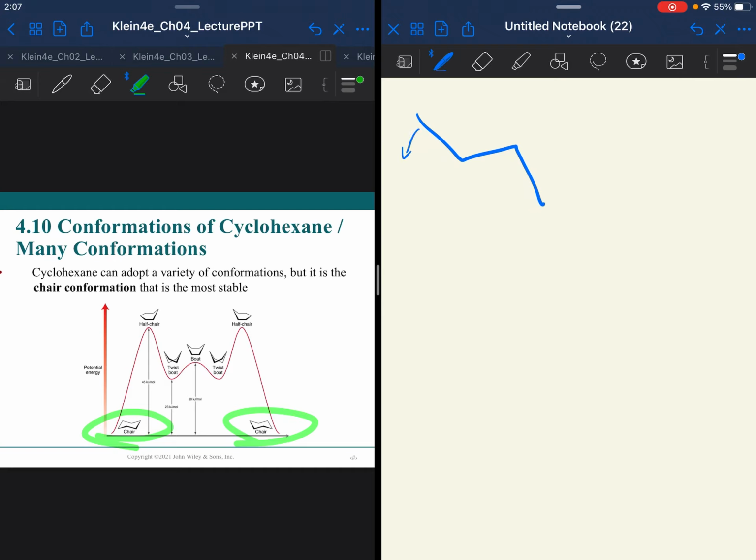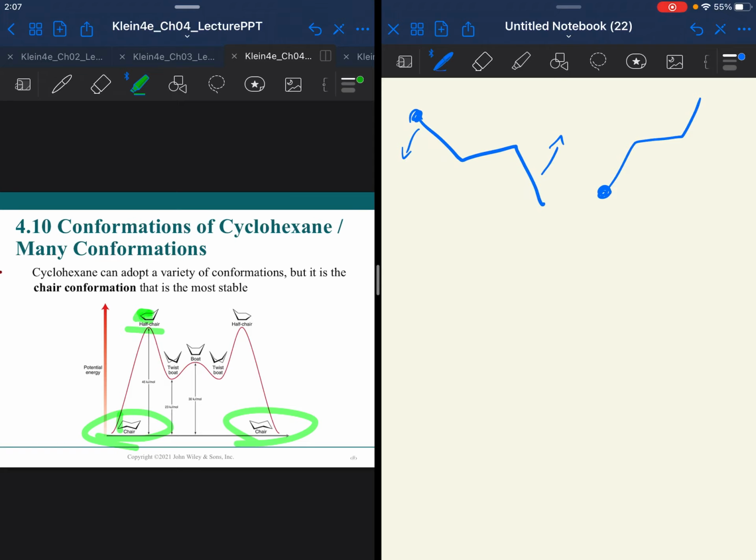What's happening is the headrest comes down and the footrest goes up, right? And so, again, the headrest is now the footrest. And so what happens is you bring down your head, the way they drew it is they bring up the footrest and you get a half chair. That's pretty high in energy because this part, I don't know if you can kind of tell what's highlighted there, is flat. So you reintroduce angle and torsional strain. So that's the highest energy conformer.